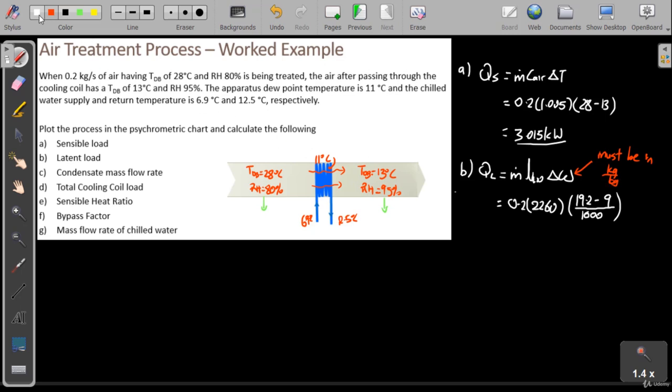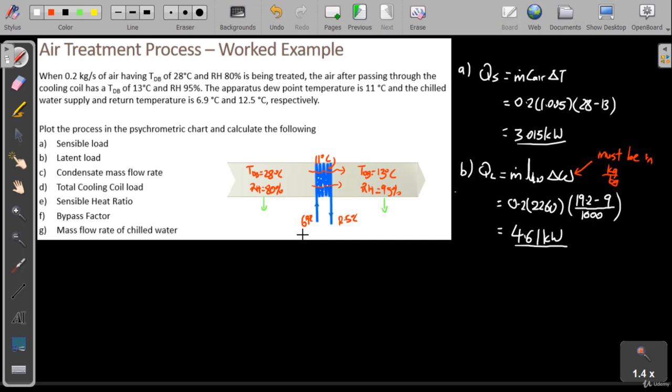Okay, if you compute this out, you should get a value of 4.61 kilowatts. So that is the latent load. Next, they want to find the condensate mass flow rate. Condensate mass flow rate means the amount of water that is forming at the surface of the coil.